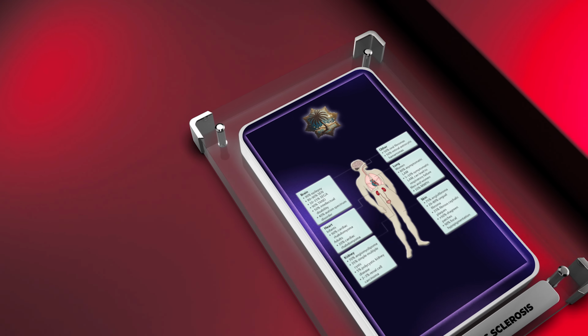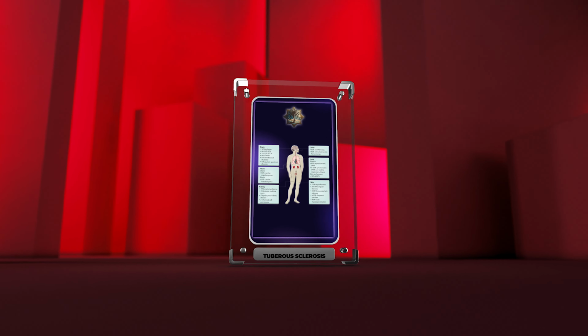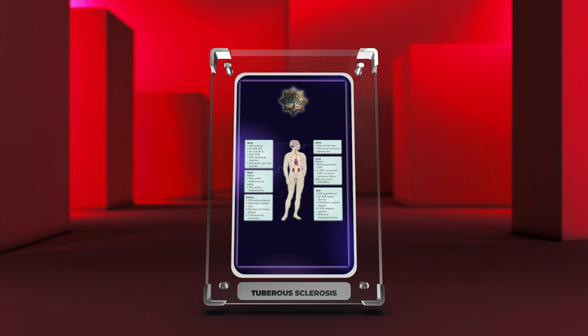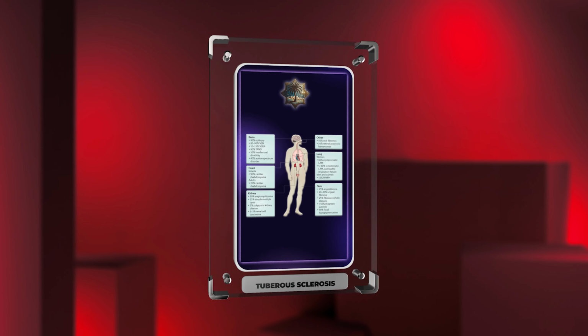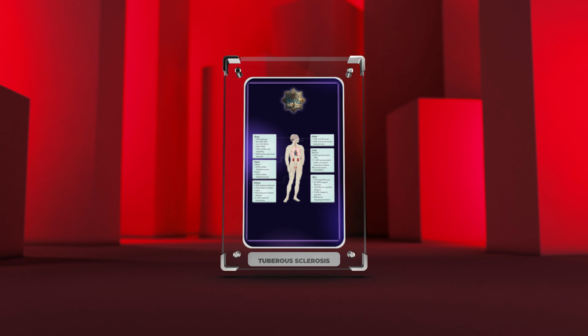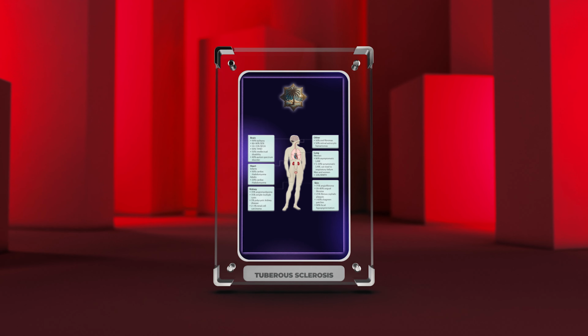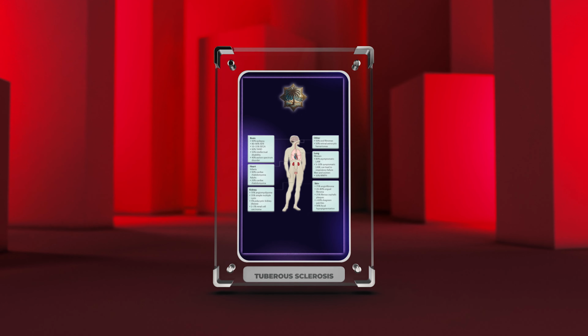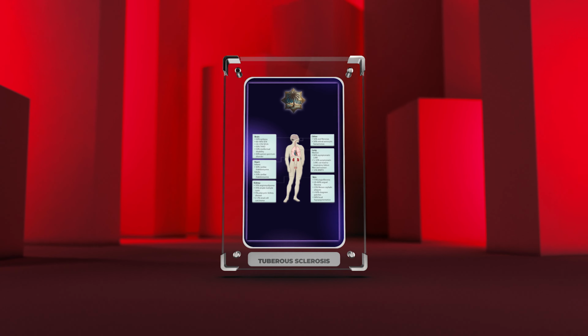TSC is a rare genetic disorder that affects multiple systems in the body, including the brain, skin, kidneys, heart, and lungs. It is characterized by the formation of non-cancerous tumors, known as hamartomas, in various organs. In this lecture, we will explore the pathophysiology, clinical manifestations, and management strategies of TSC. So let's dive into the fascinating world of TSC.